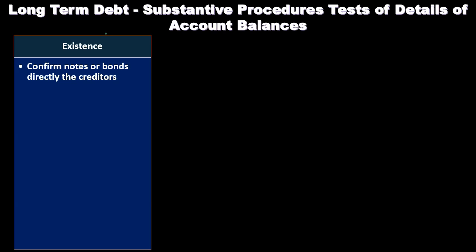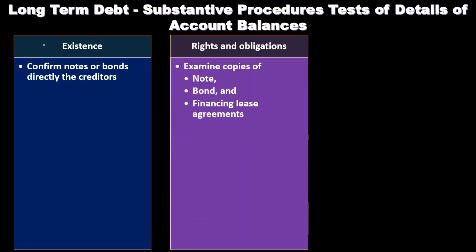First assertion, existence. Existence, we're going to confirm notes or bonds directly to the creditors with regards to existence. Then we have rights and obligations, the assertion of rights and obligations with regards to the account balance. Examine copies of the note, the bond, and the financing lease agreement.